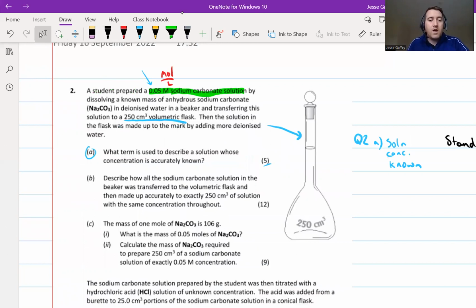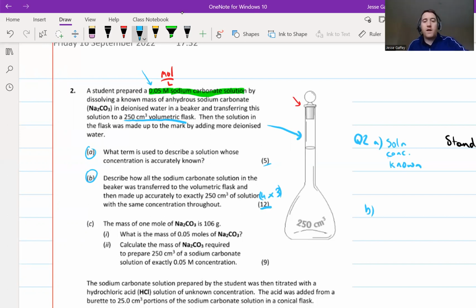Describe how all the sodium carbonate solution in the beaker was transferred to the volumetric flask and then made up accurately to 250 centimeters cubed of solution with the same concentration throughout. Basically, what it's asking you is, it's told us we dissolved the powder in a beaker. How do we then add it to this flask and make it up to the mark? Okay, so B, the process for preparing that standard solution. All right, so it's worth 12 marks. So again, this is usually going to be 4 times 3. So we need 4 scoring points here.